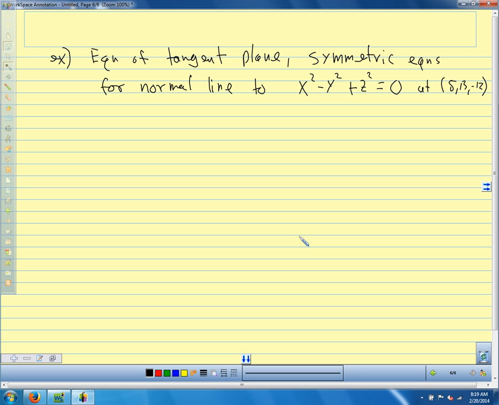All right, so what's going to be our first step here? We want our tangent plane, we want our normal line. So what do we need? We need our normal vector. So we have to find the gradient. We need our normal vector, so del f. Just as a reminder, del f gives the normal vector.